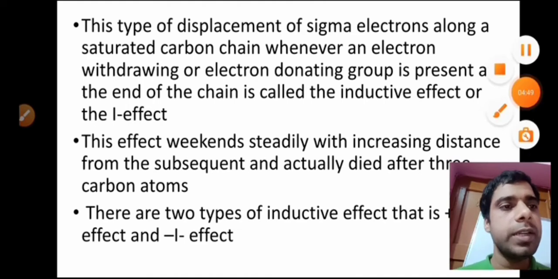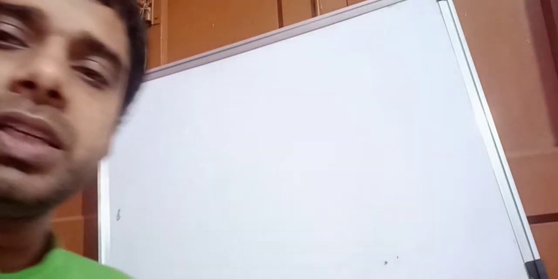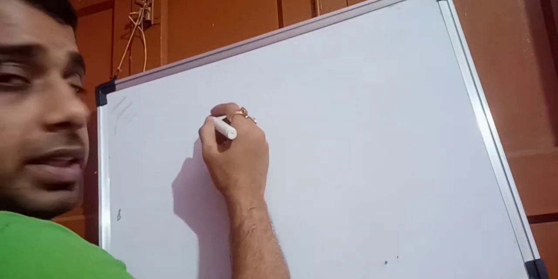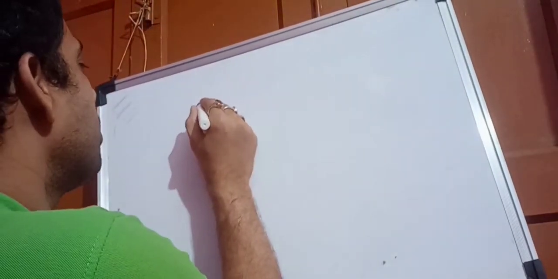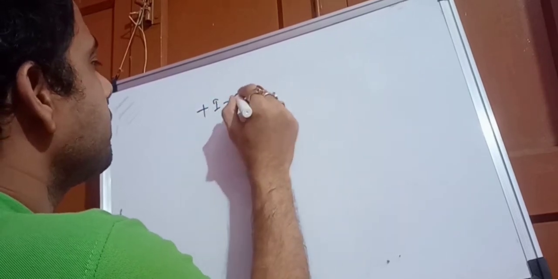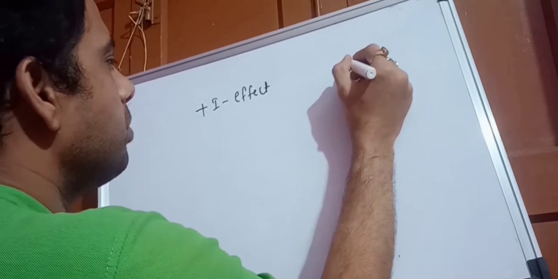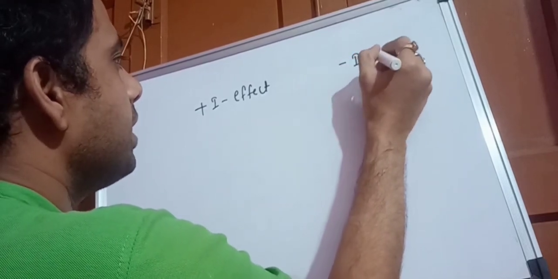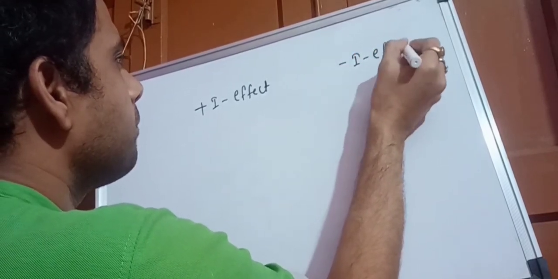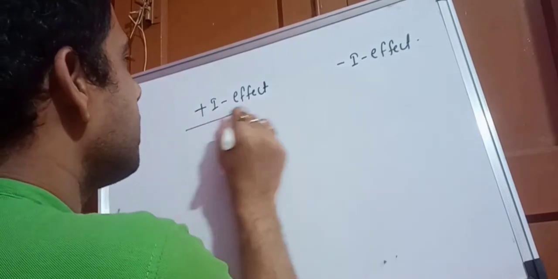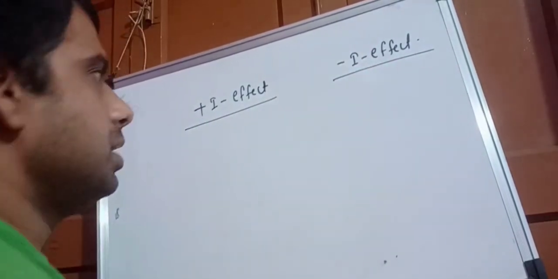Okay dear students, so here we will discuss the types of inductive effect, and there are two types. The first one is the positive I effect, and the second one is the negative I effect. So you can see this here. I have written these two.